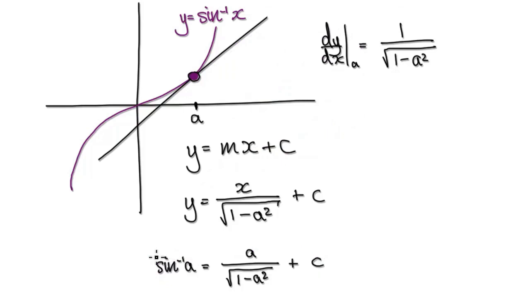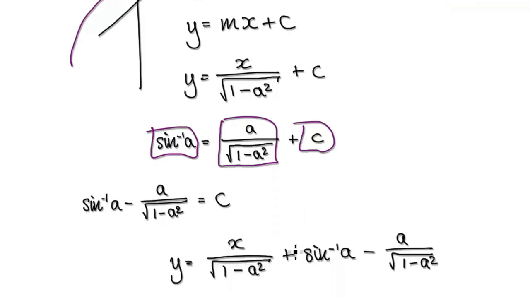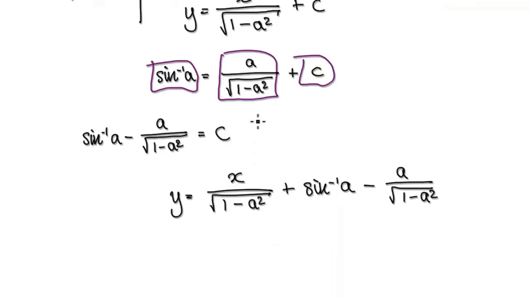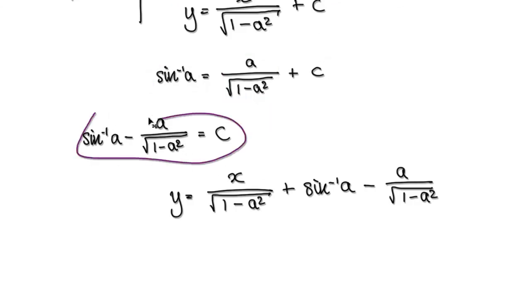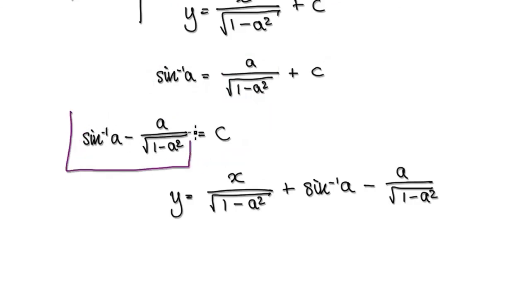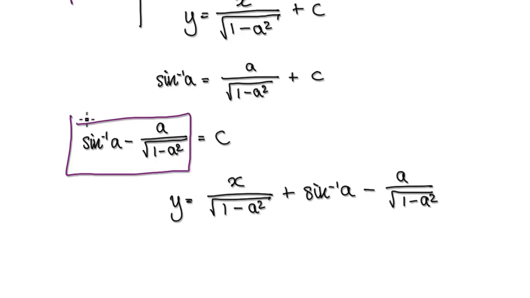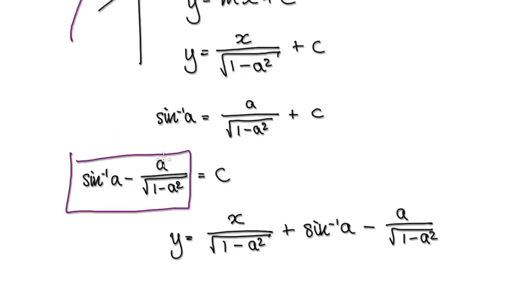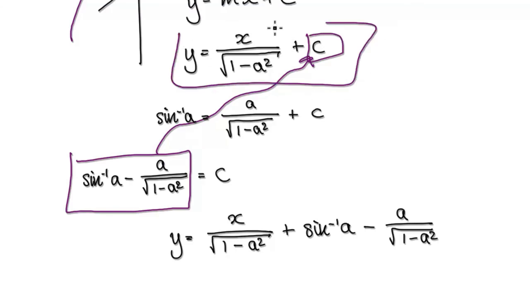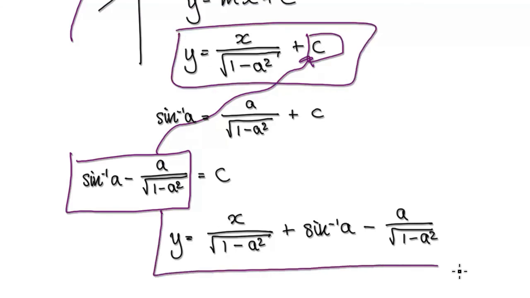So at the moment you've got one block equals this block plus this block. If you want c to be on its own, you would take away the middle block. You would take away this block. So that will then give you this. So now we've got an intercept. Our intercept is this thing here. So we can put that back into the c. So the equation of our tangent line will be given by this thing here.